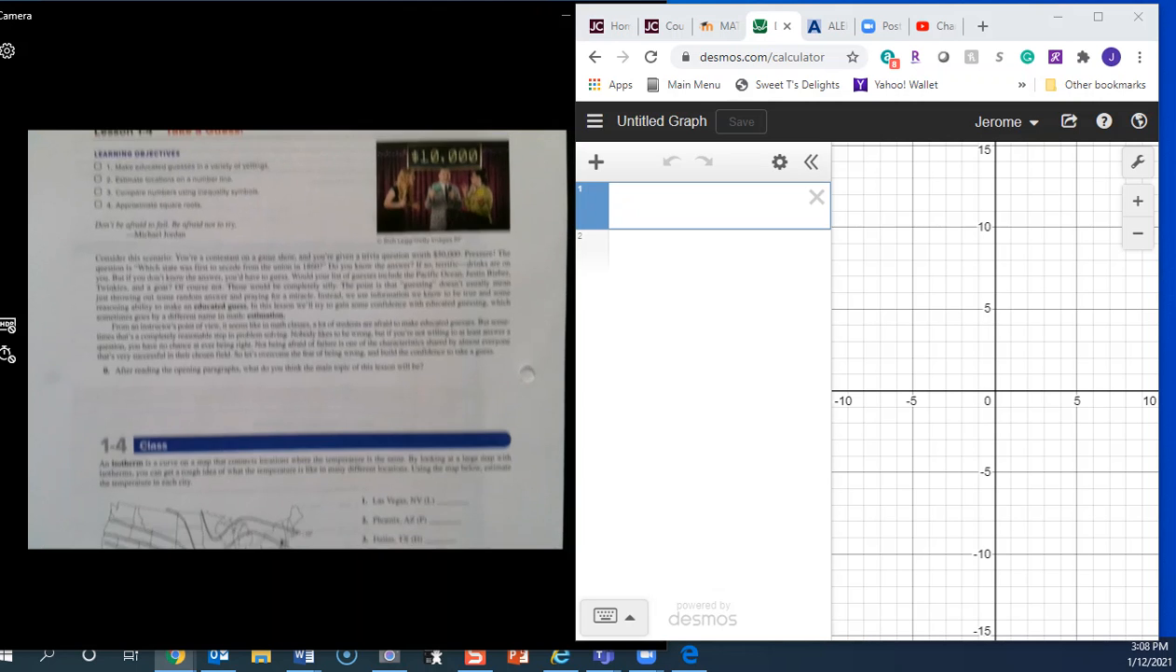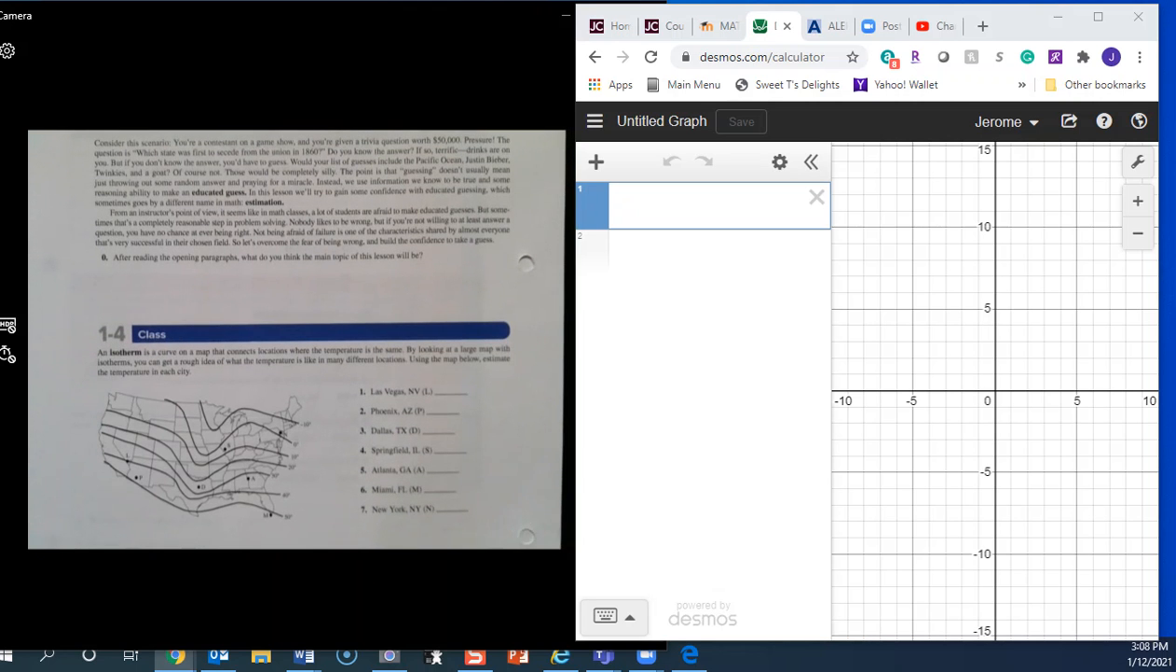Okay, we're going to look here at the bottom. It says an isotherm is a curve on a map that connects locations where the temperature is the same. By looking at a large map with isotherms, you can get a rough idea of what the temperature is like in many different locations. Using the map below, estimate the temperature in each city.